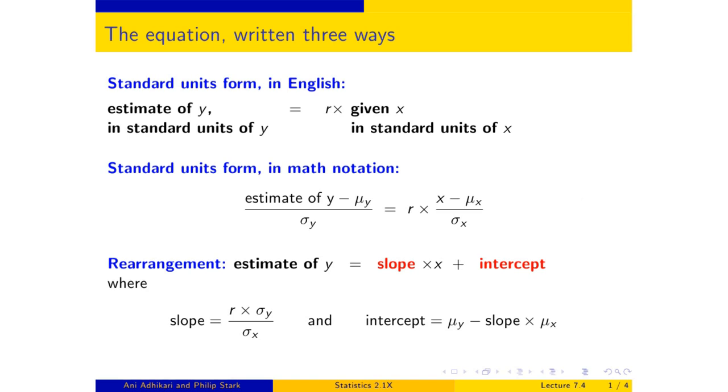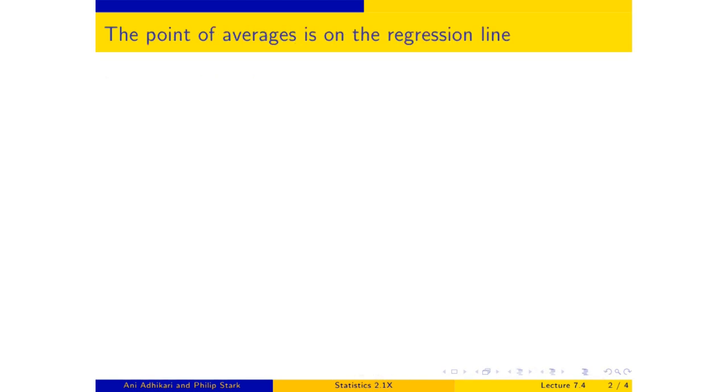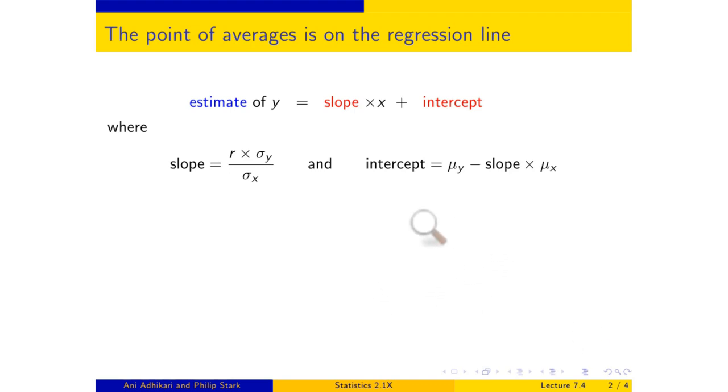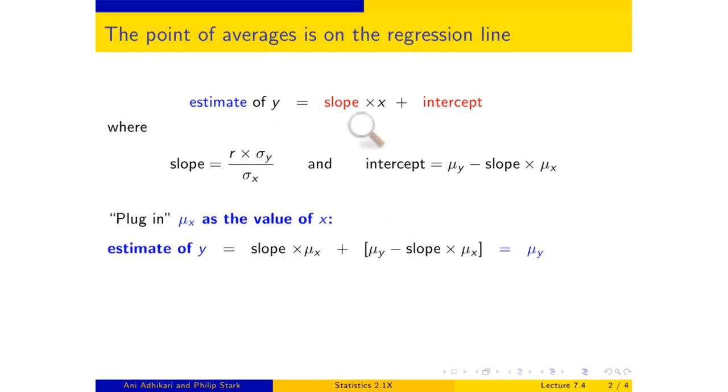What I'll do now is I will examine the third form, because it is commonly written in other places, and show that that establishes for us that the point of averages is on the regression line. And so what was the equation? Well, you've got the estimate of y is slope times x plus an intercept, and you've got a formula for the slope and intercept. What I'm going to do is plug in the average of x, where I'm seeing x here. So if I plug in the average of x, then what will I get as my estimate? Well, I'm just going to plug it into this equation. I'm going to get slope times the average of x plus the intercept. What's the intercept? Here's the formula for the intercept.